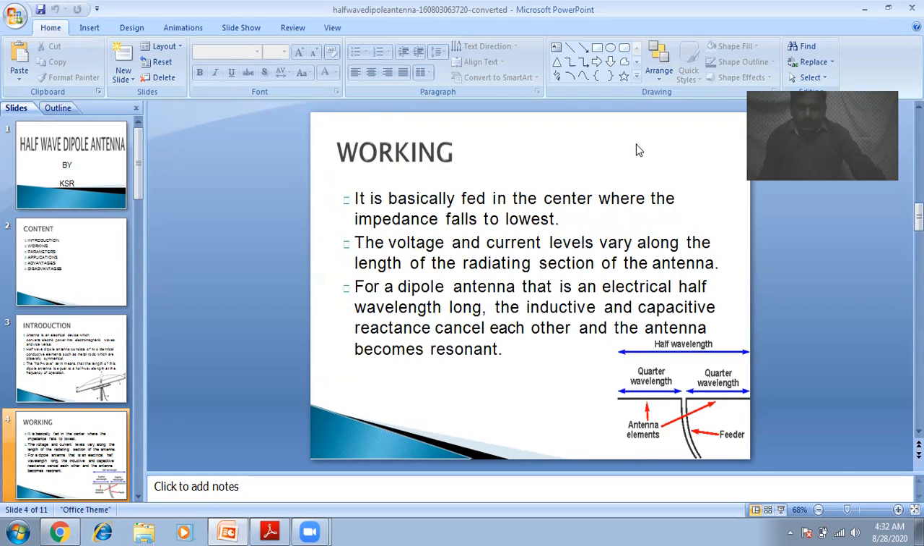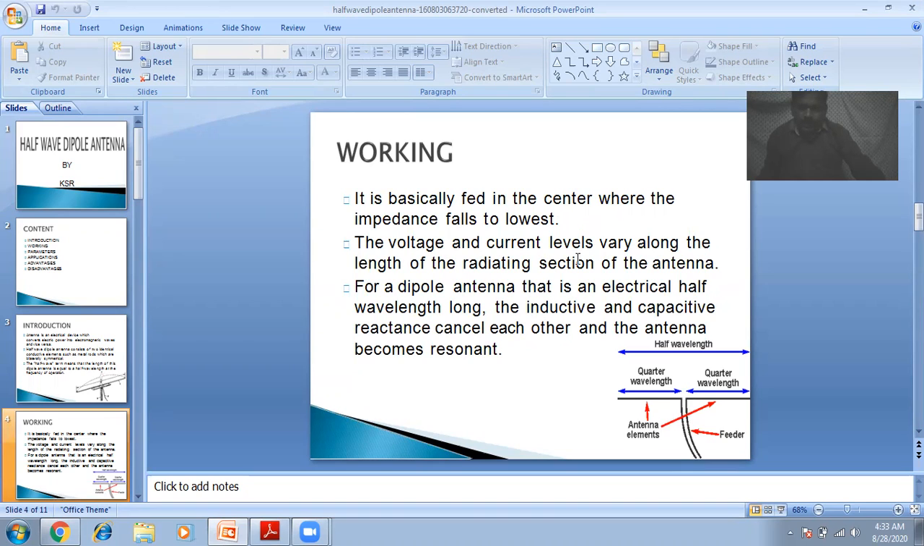Okay. So we are applying the power at the center. Therefore, this is called center fed antenna. That means with the help of a cable, we are applying the power at the center of the antenna. Why we apply the power at the center, we will see in the coming slides. It is basically fed at the center where the impedance falls to the lowest. Since the impedance value at the center is lowest, we are feeding this antenna at the center. Why it is lowest, we will see in the coming slides.